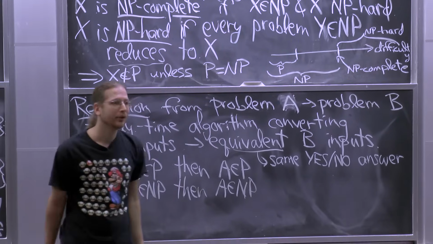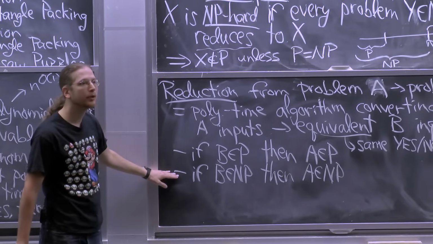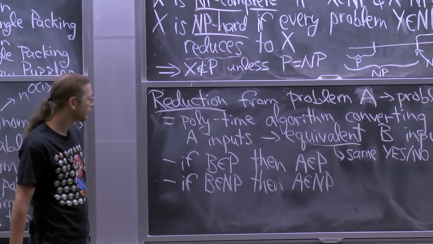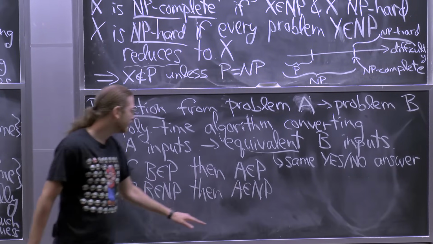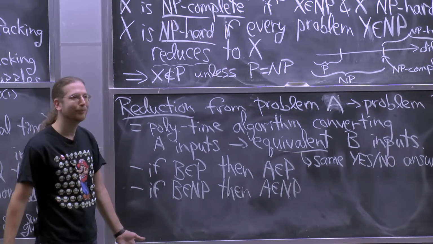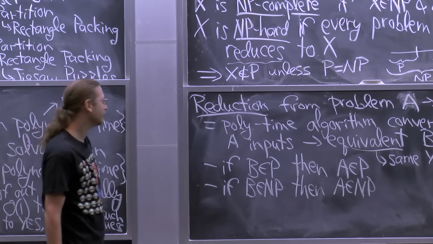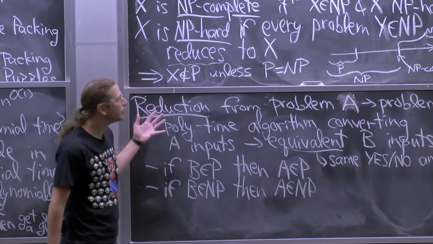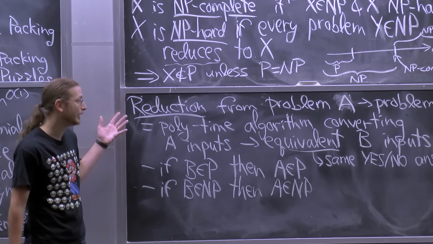Question? For the second if statement, why can't you say that if A is in NP, B is in NP? So you're asking about the reverse question. If A is in NP, can we conclude that B is in NP? And the answer is no. Because this reduction only lets us convert from A to B. It doesn't let us do anything for converting from B to A.